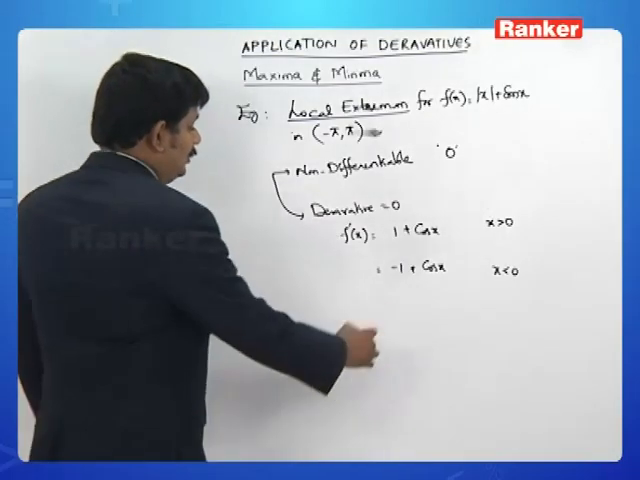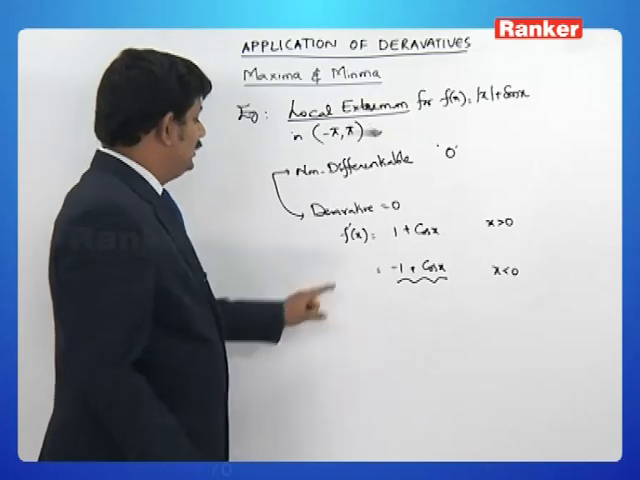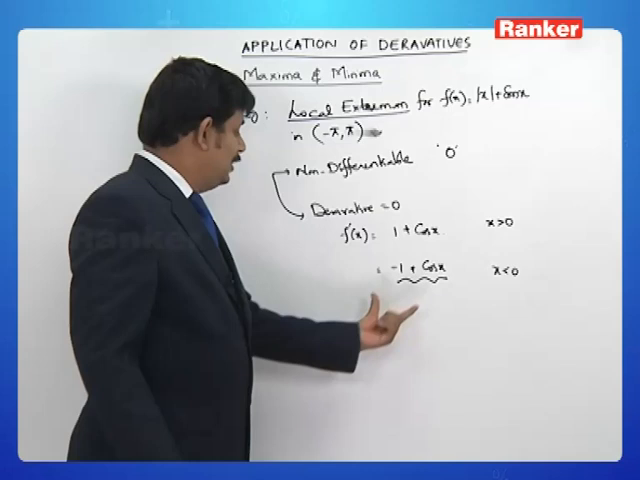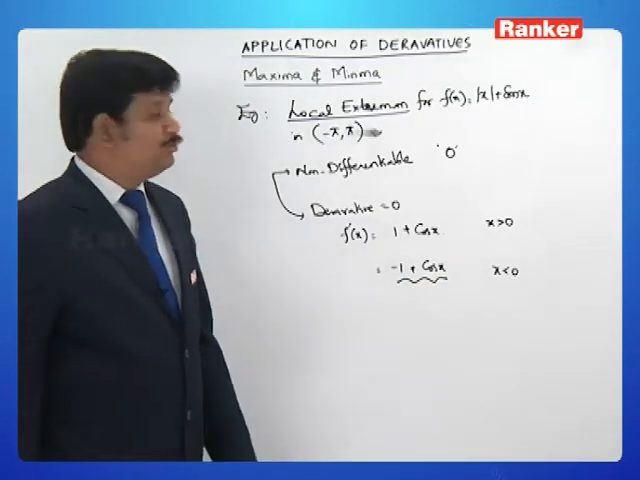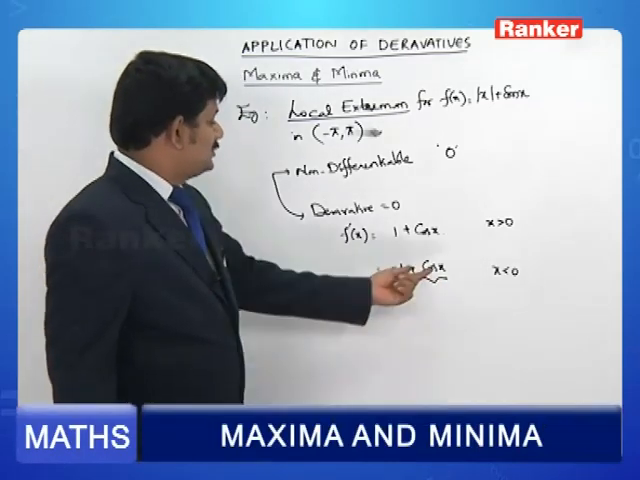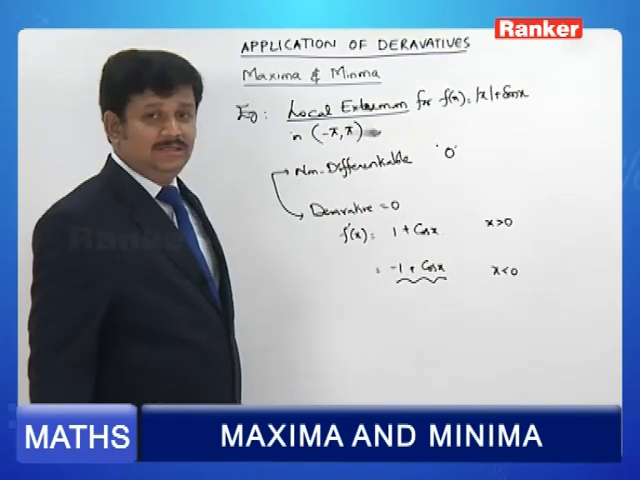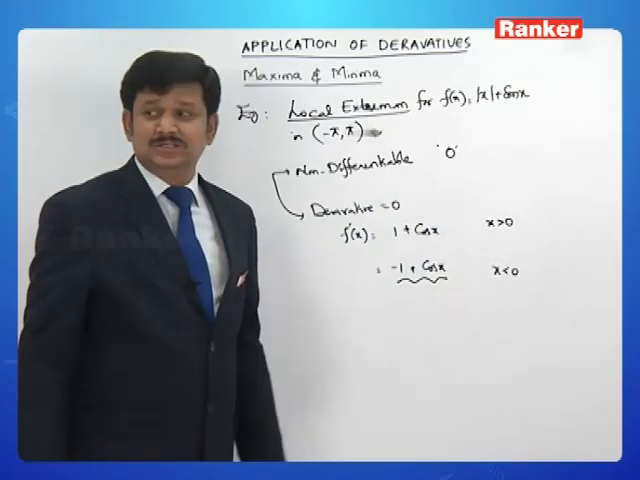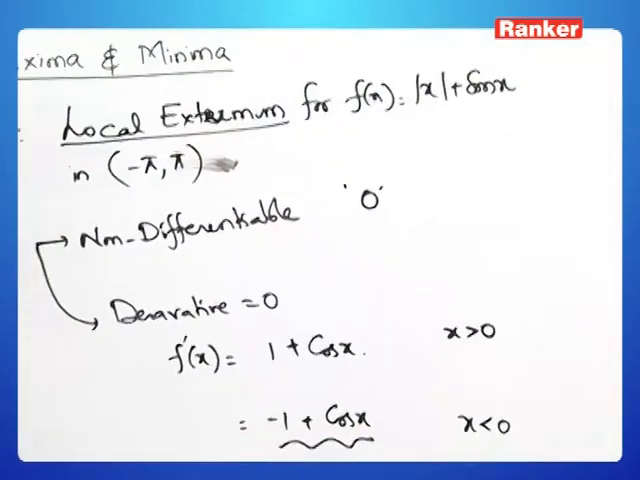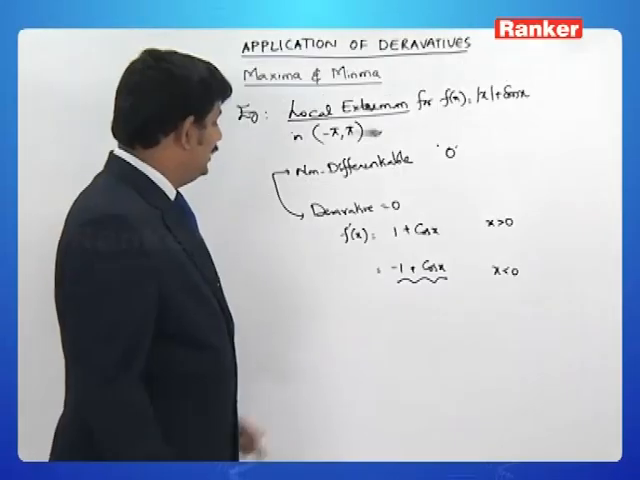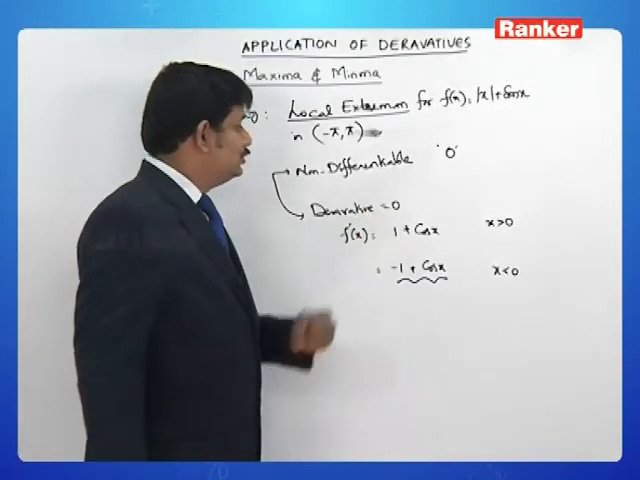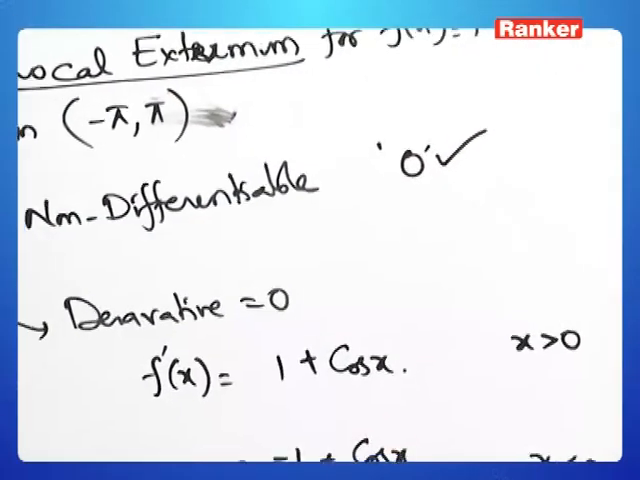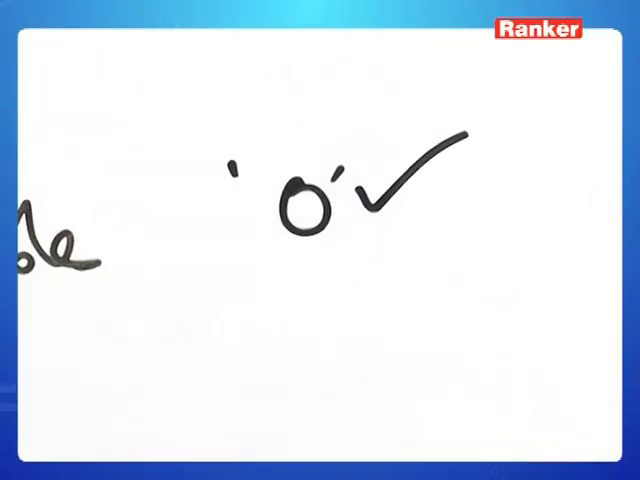Then let us look at f dash of x is equal to minus 1 plus cos x, that is when x is less than 0. For this to be 0, cos x has to be equal to 1, and cos x is equal to 1 only at x equal to 0, which again does not fall into our purview of discussion here. So there is no point between minus pi to pi where the derivative is equal to 0. So we have only one point where the function is non-differentiable, that is 0.